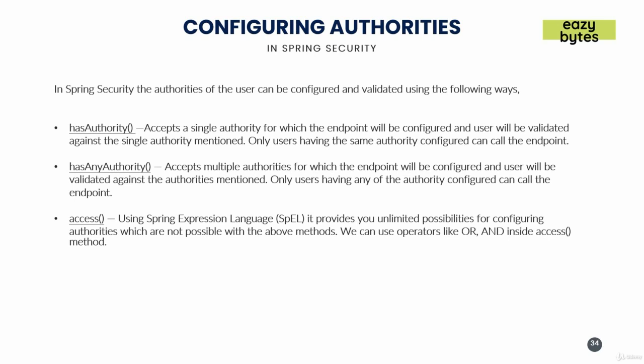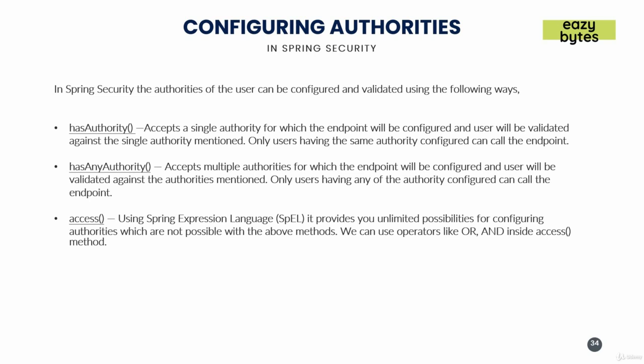Whereas hasAnyAuthority means you can pass multiple values like read, write, delete, and if the user has any of those authorities configured for them, then they will be allowed to access the endpoint. At the same time, if you have a very complex condition which you can't configure using a simple approach like hasAuthority or hasAnyAuthority, we can leverage the access method, which will accept an expression based upon Spring Expression Language.